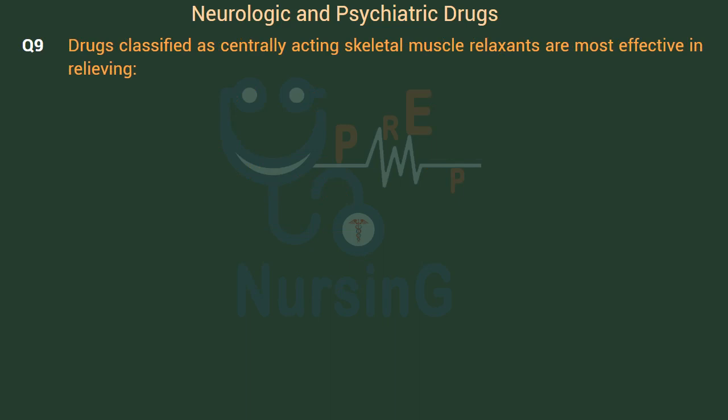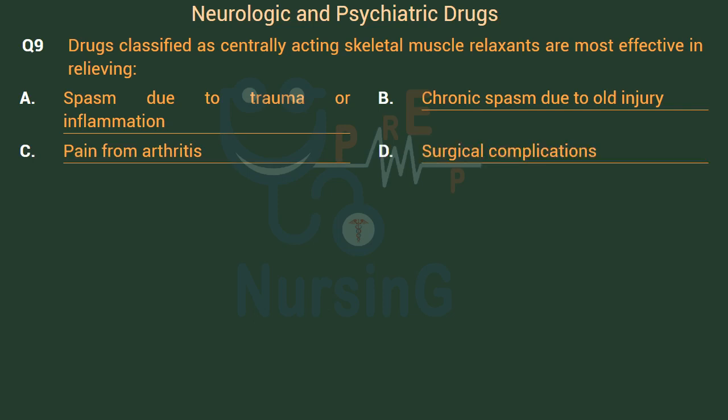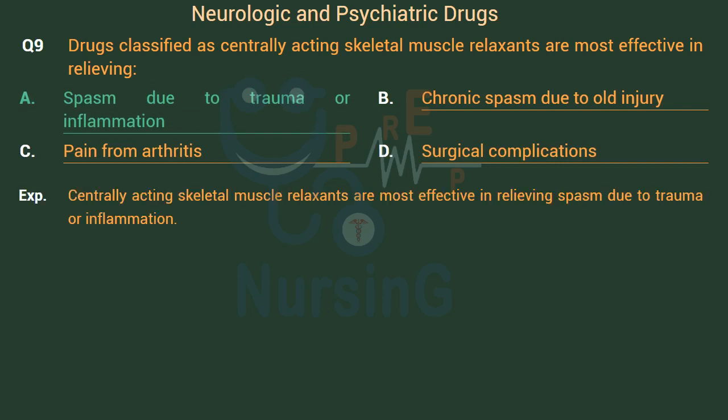Drugs classified as centrally acting skeletal muscle relaxants are most effective in relieving Option A. Spasm due to trauma or inflammation. Option B. Chronic spasm due to old injury. Option C. Pain from arthritis. Option D. Surgical complications. Right answer is Option A. Spasm due to trauma or inflammation. Centrally acting skeletal muscle relaxants are most effective in relieving spasm due to trauma or inflammation.